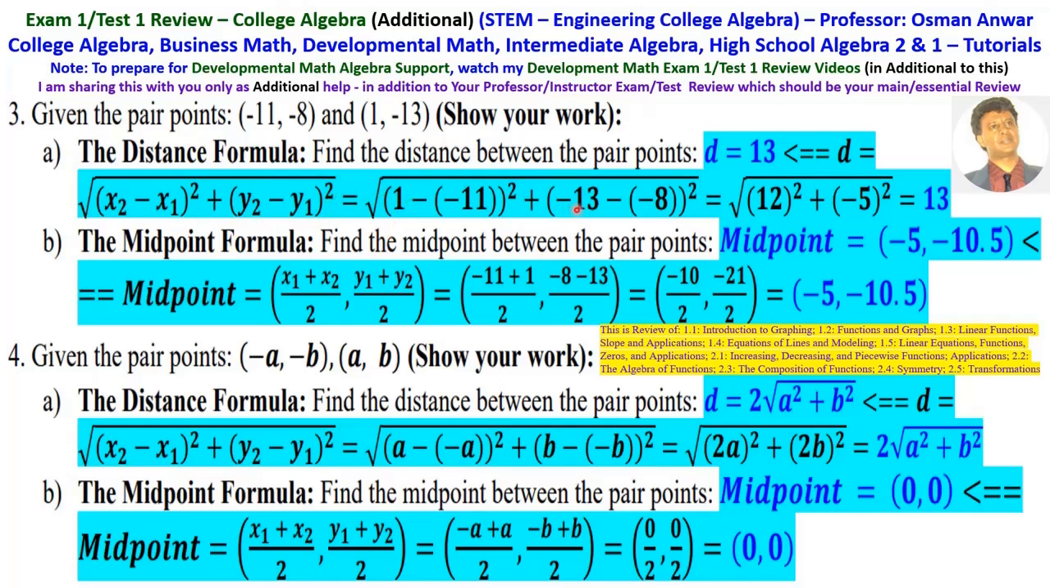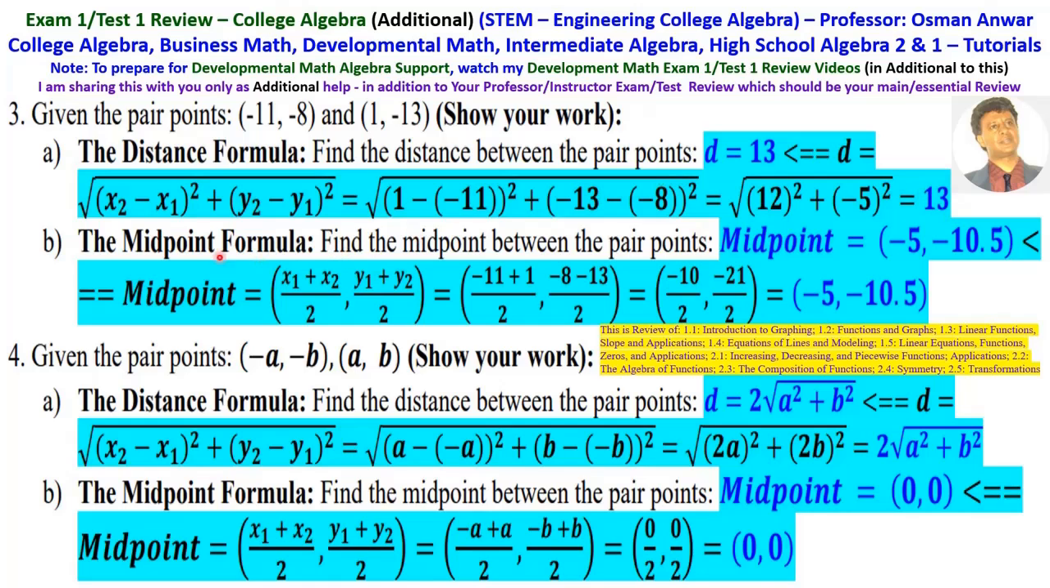That is the square root of (1 minus -11) squared plus (-13 minus -8) squared. That is 1 minus -11 is 12, so 12 squared, and -13 minus -8 is -5, so -5 squared. 12 squared is 144, and -5 squared is 25. 144 plus 25 is 169. The square root of 169 is 13.